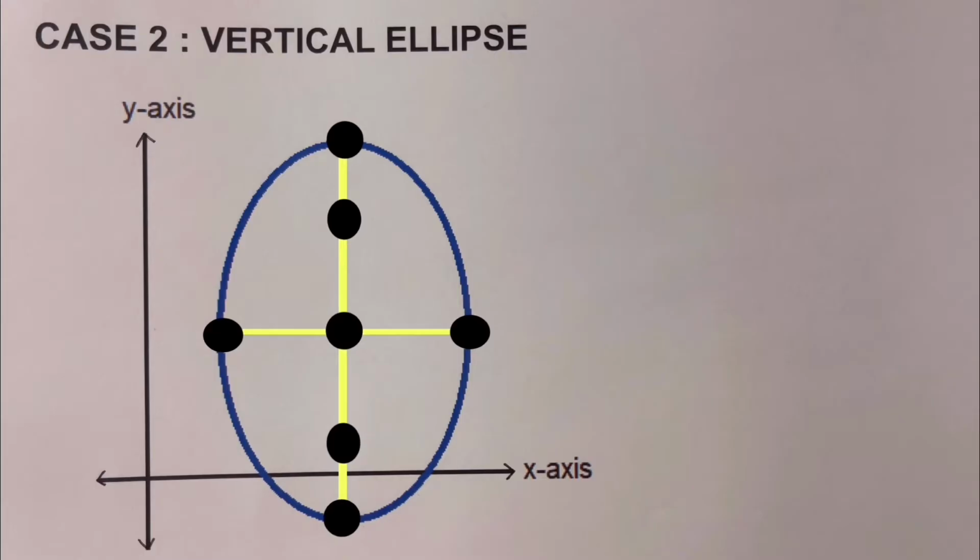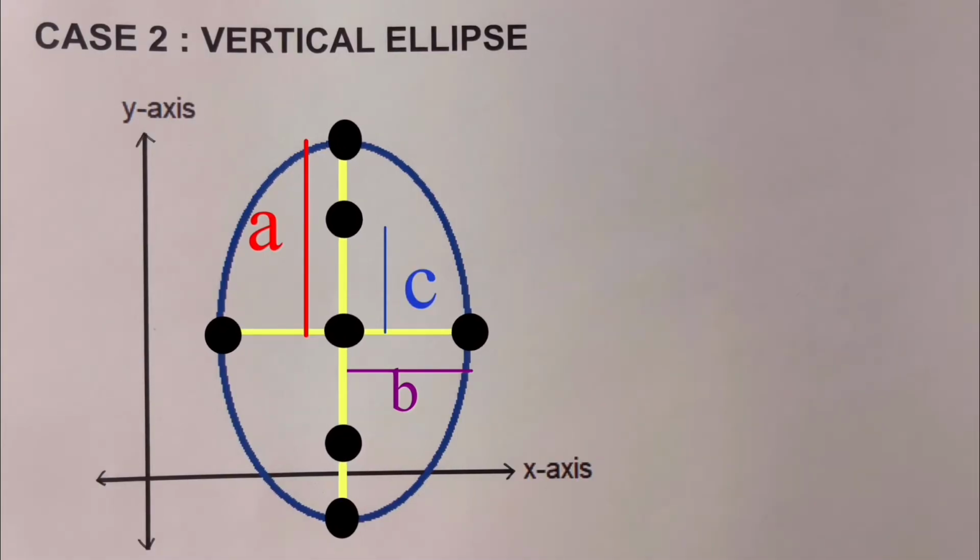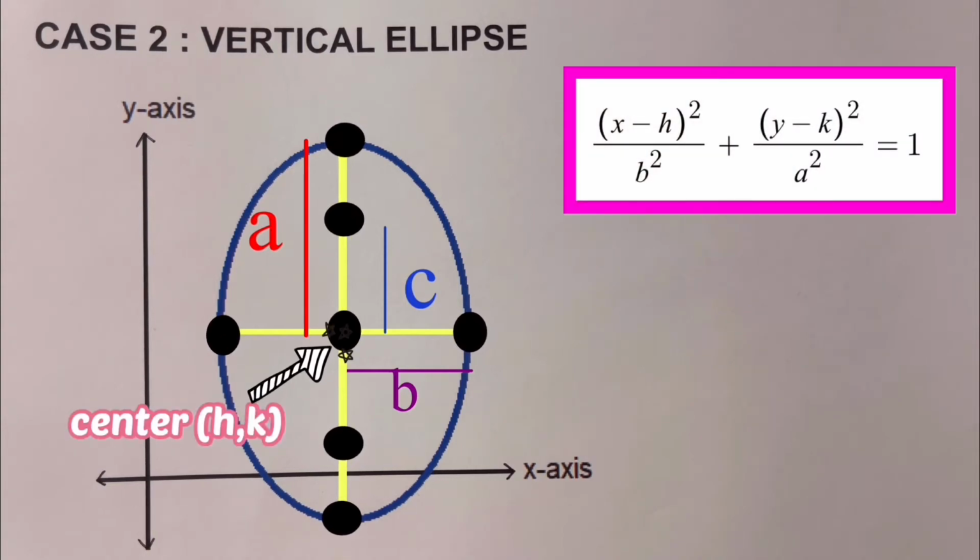We also remember that the distance from the center to the vertex is a, the distance from the center to the co-vertex is b, and the distance from the center to the focus is c. Using all these values, the formula for a vertical ellipse is (x − h)² over b² plus (y − k)² over a² equals 1.